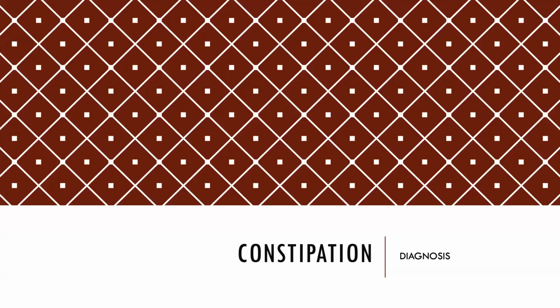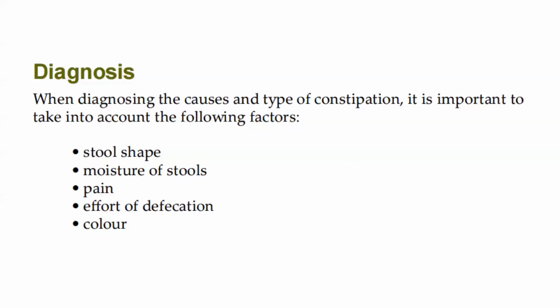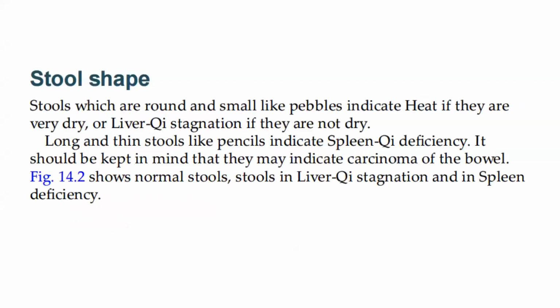Okay, now let's talk about diagnosis for constipation. When diagnosing the causes and type of constipation, it is important to take into account the following factors: stool shape, moisture of stools, pain, effort of defecation, and color. Stools which are round and small like pebbles indicate heat, if they are very dry, or liver qi stagnation if they are not dry.